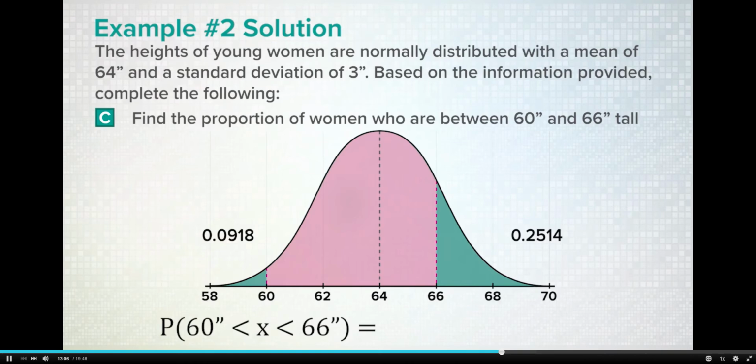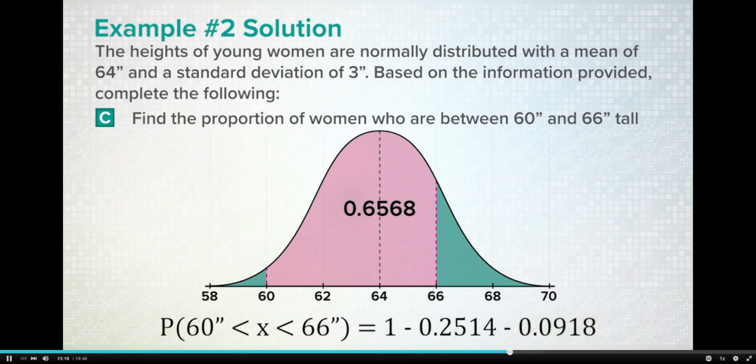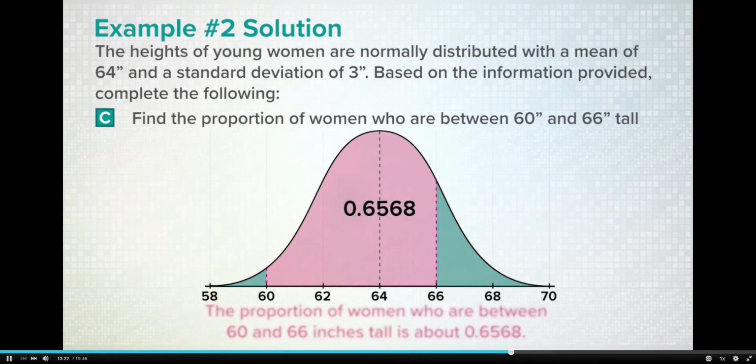Well, if I know this, but I want what's in the middle, I just take these two numbers and subtract them from the total area, which is 1. The proportion of values such that x is between 60 and 66 is 1 minus 0.2514 minus 0.0918, which gives me roughly 0.6568. Therefore, the proportion of women who are between 60 and 66 inches tall is about 0.6568.